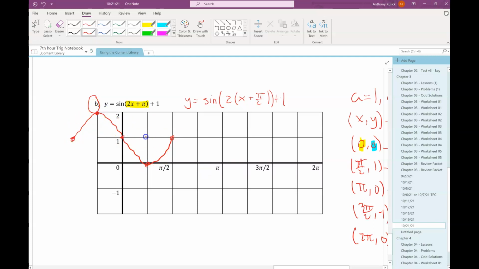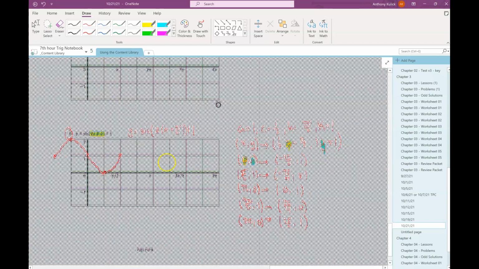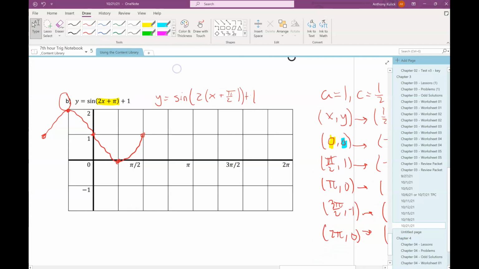Is that okay with everybody? And then I would ask you to just kind of fill the space that's remaining. So I'm going to follow the pattern, basically just following the pattern starting from here.